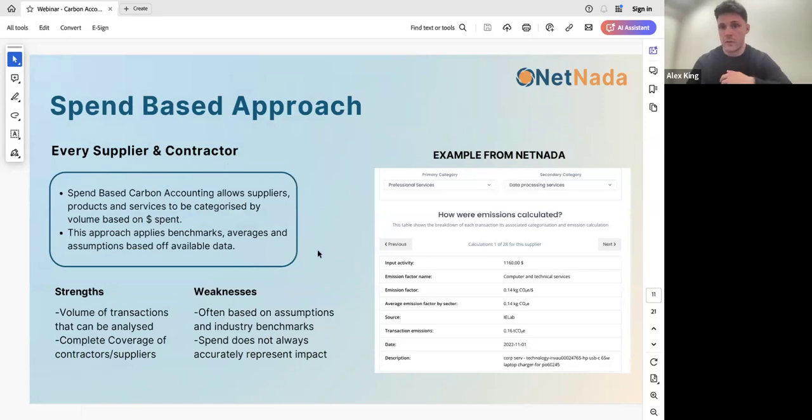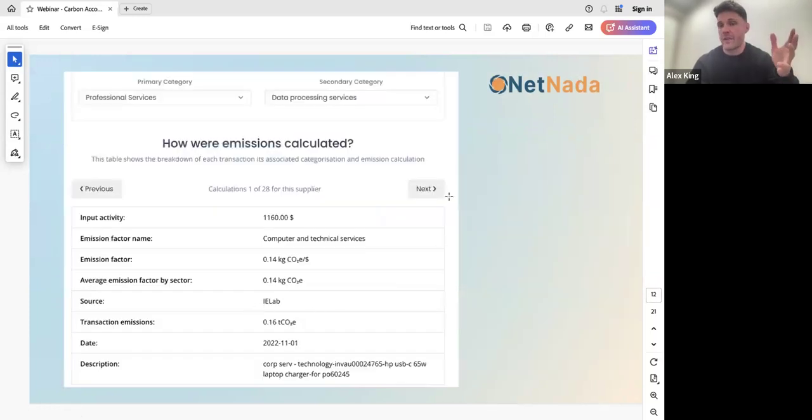And with the spend-based approach, we're looking at every supplier, every contractor, every transaction of the business. I find it easy just to take you through an example from the platform to show how, at this granular level, the scope 3 is calculated. So this is an example of spend-based analysis for a client, and there's one supplier, but there are 28 transactions from the supplier.